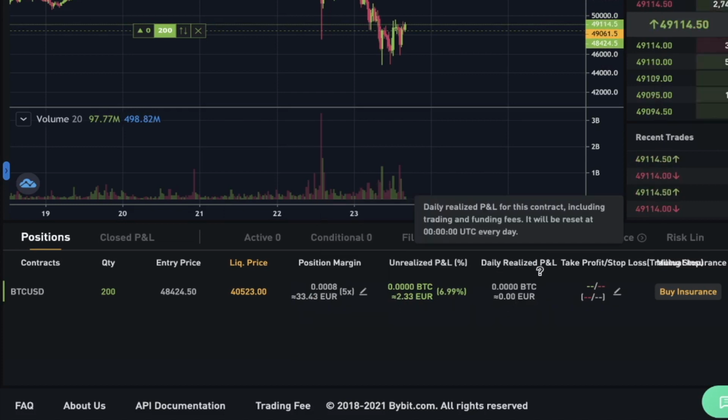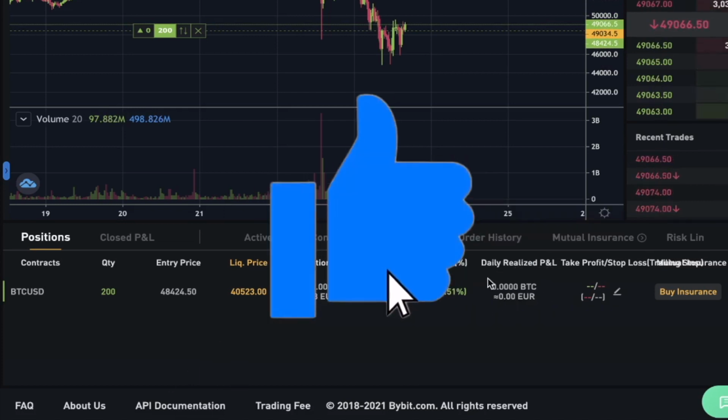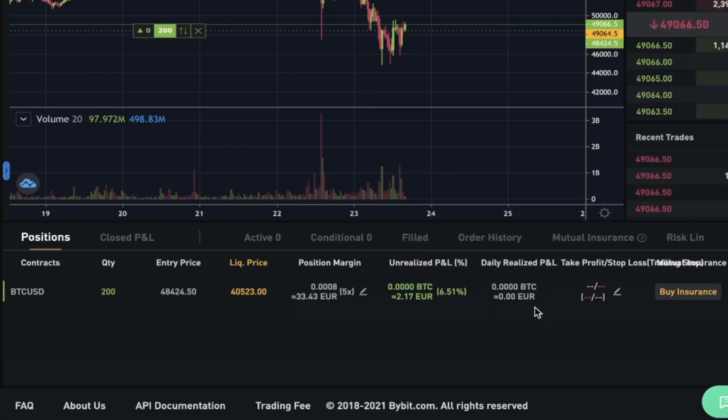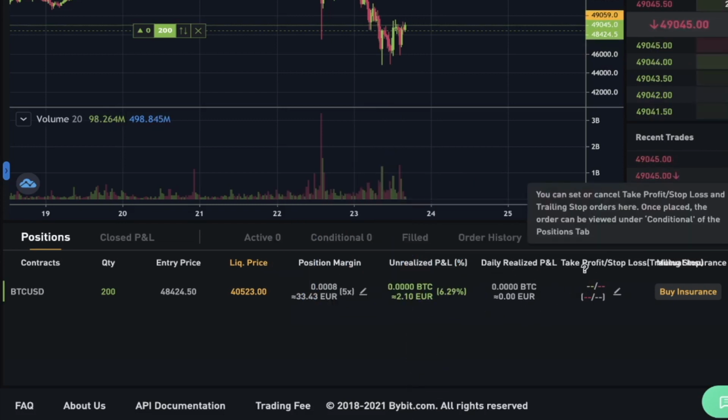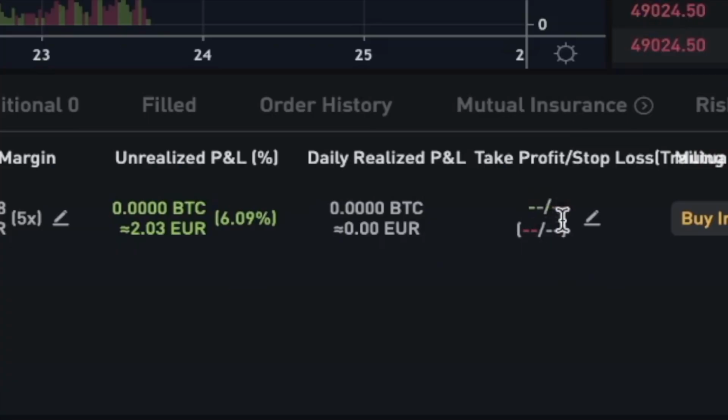And the daily realized profit and loss, if you have your trade open for a few days, it will tell you what is your profit or your loss. And your take profit and your stop loss should be here, but because I moved the bracket into the position, it might have been eliminated.